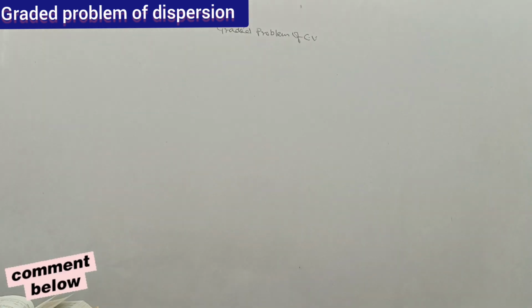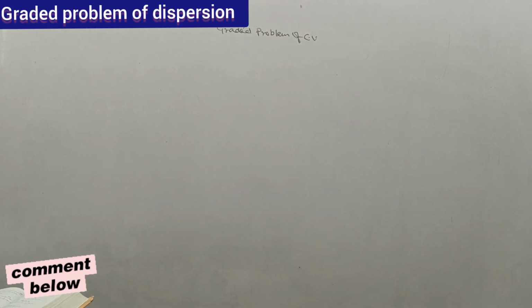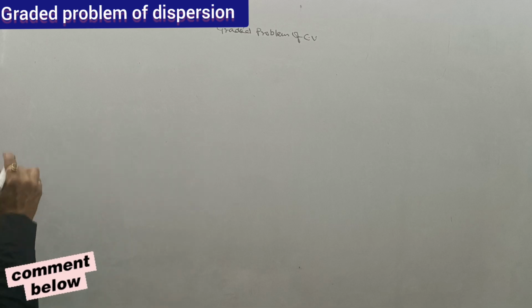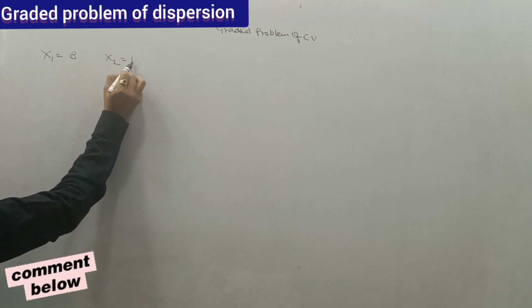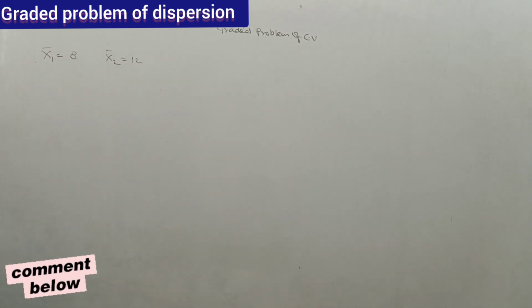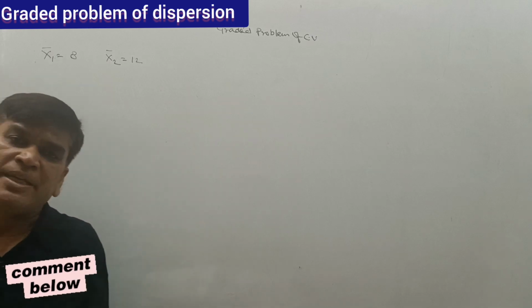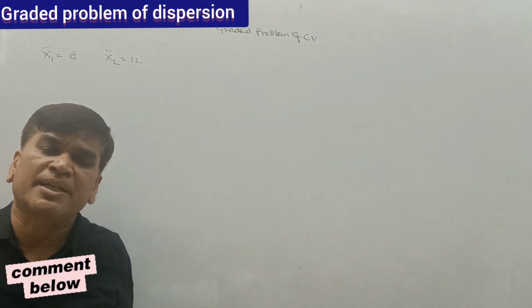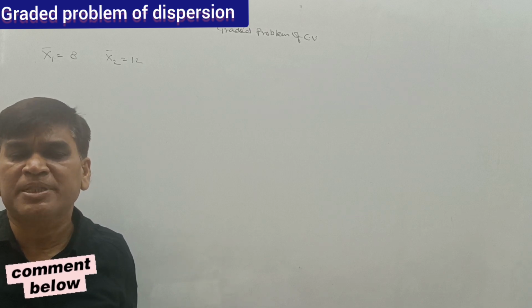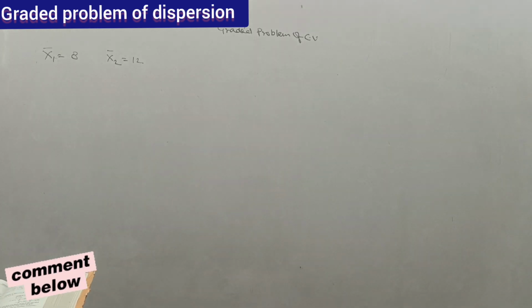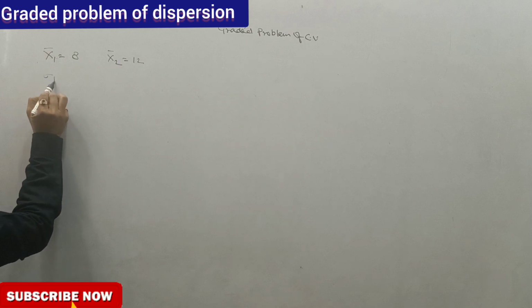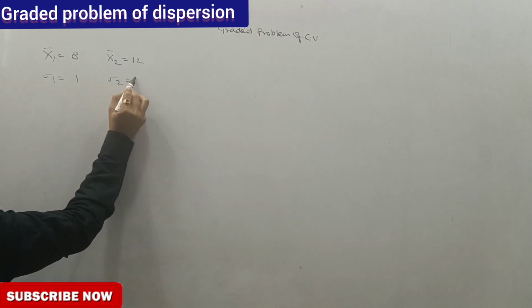The question is this: after settlement, the average daily wage in a factory increased from 8 rupees to 12 rupees. Firstly, average wage was 8, now it's increased to 12. In a factory, there was a strike, and after the settlement of the strike, the average wage increased from 8 rupees to 12 rupees, and the standard deviation increased from 1 rupee to 1.5 rupees.